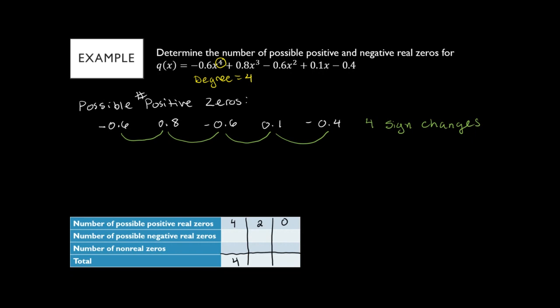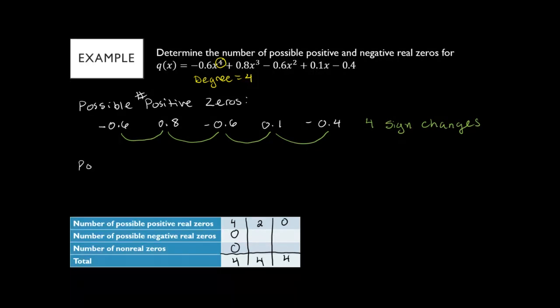And our total needs to add up to 4. So for the one where I have 4 possible positive zeros, I can automatically fill in a 0 there because it has to add up to 4. So if 4 of them are positive, then I can't have any of the others. So those are for sure going to be 0.